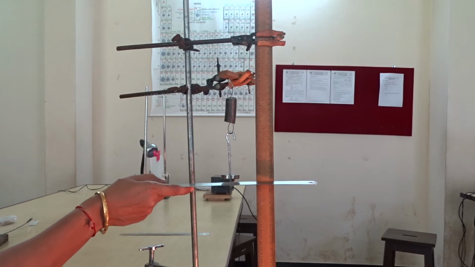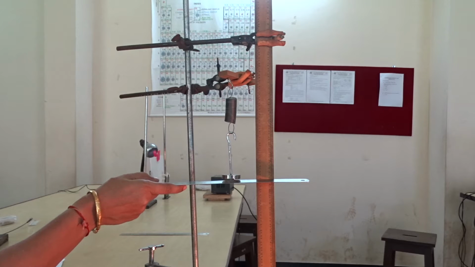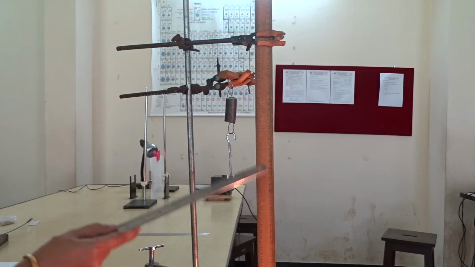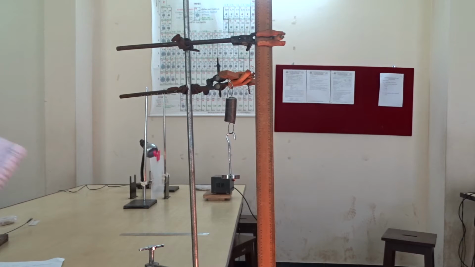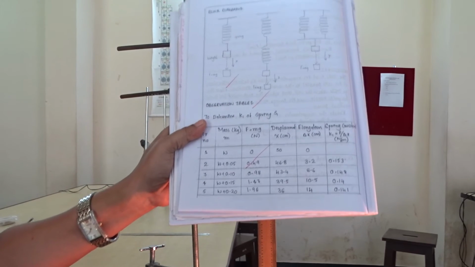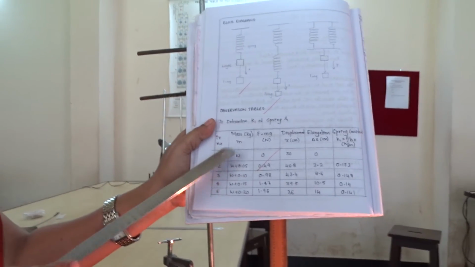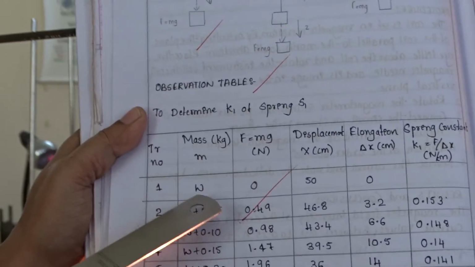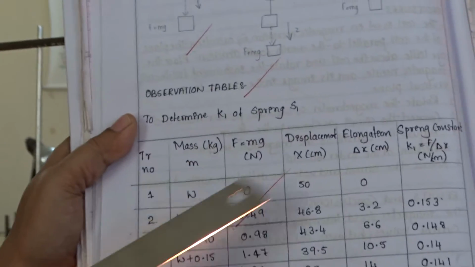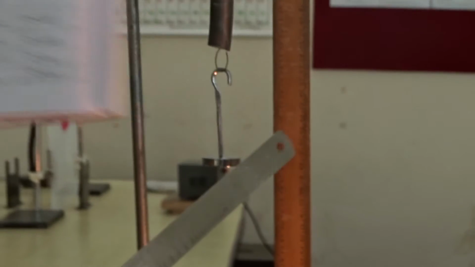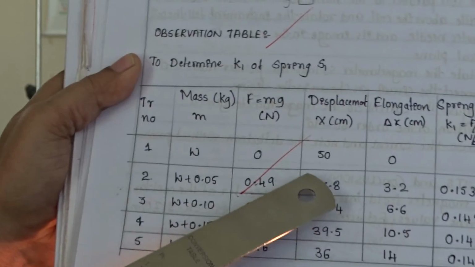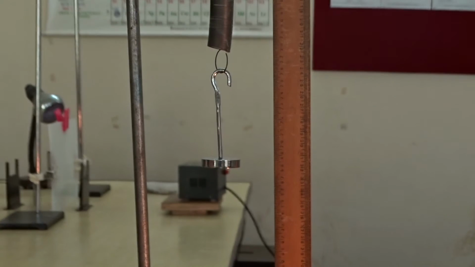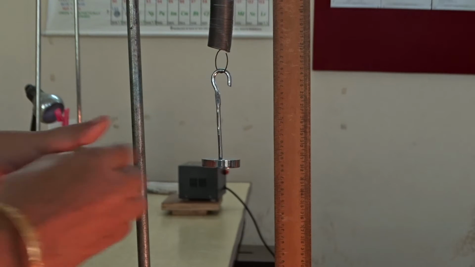Now keep the scale here like this and note down the value on this scale, and write that value in the column of your table, which is shown here. You can see the second column, that is W. I have not taken any load there. The load is 0, so only the weight hanger W. The displacement you read on the scale is written here, for example 50.